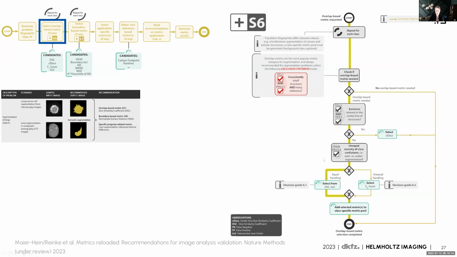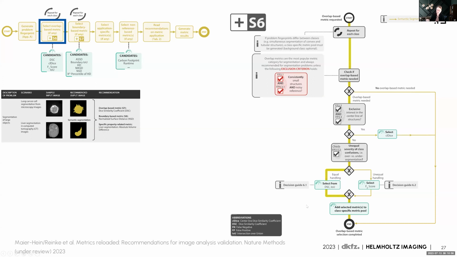We go to the next node, the next fingerprint question, which states unequal severity of class confusion or over segmentation versus under segmentation. Are they equally severe? In our case, yes. It's not important whether we're segmenting too much or too little, but in some applications, again, this may be important, like radiotherapy, where we would like to make sure that we're definitely treating all the sick tissue. There we would have an unequal severity. However, in our case, it's both equally severe. And here in this end node we select from DICE or IoU, and it mentions a decision guide.